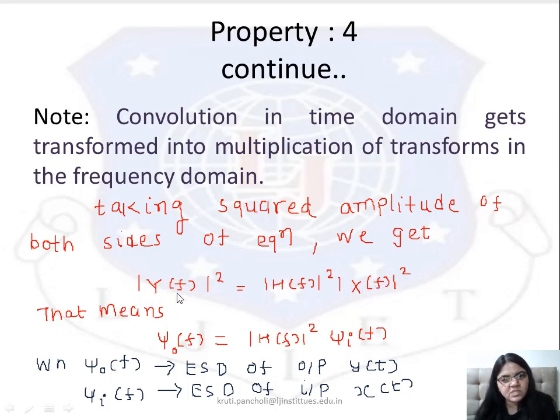What is this |Y(f)|squared? It's the energy spectral density at the output end. So it is psi_o(f), 'o' being the indication of output, equal to modulus of H(f) squared into psi(f). What is psi(f)? It's modulus of X(f) whole squared. It's the ESD of input x(t).